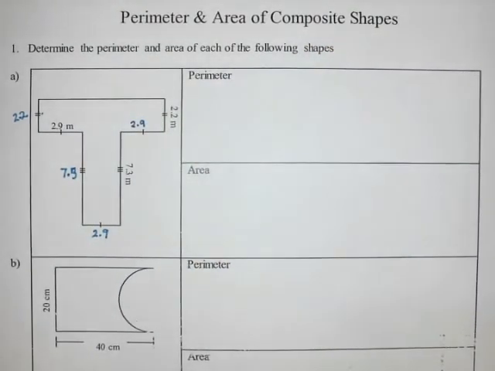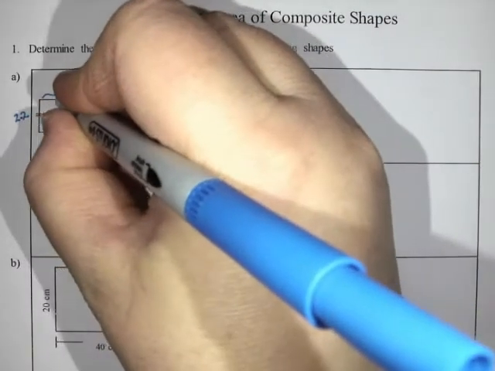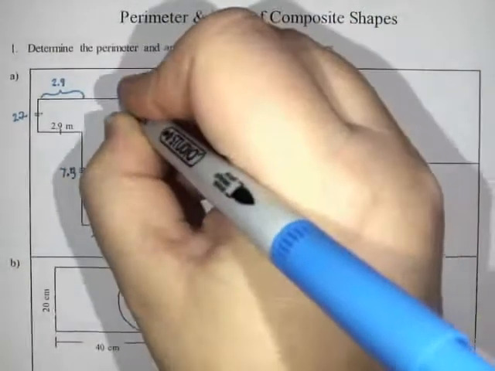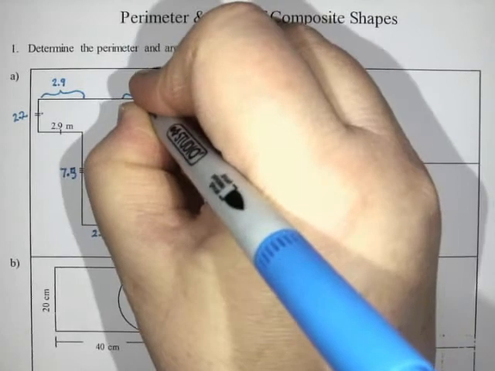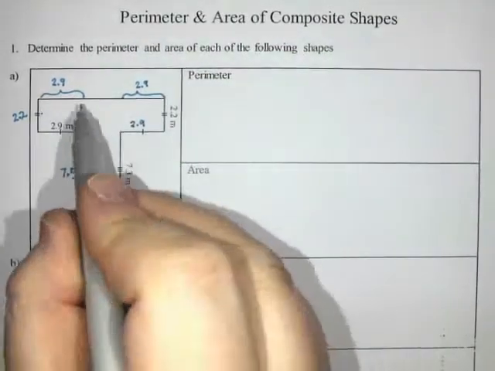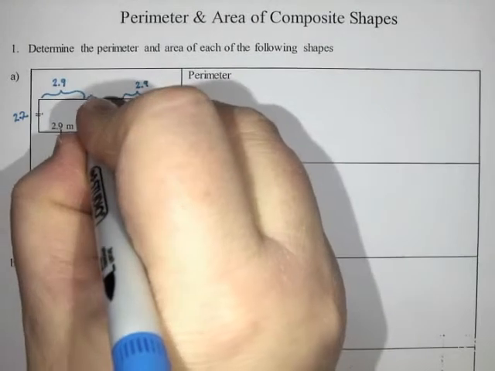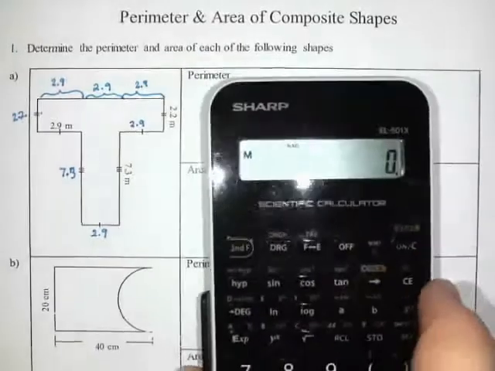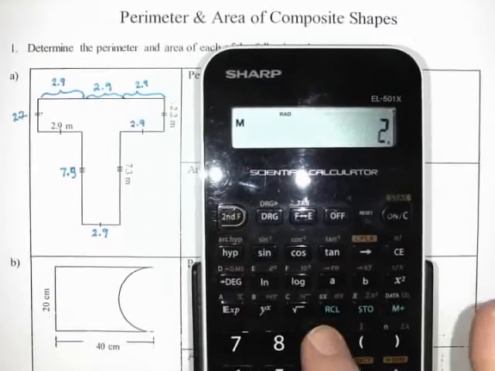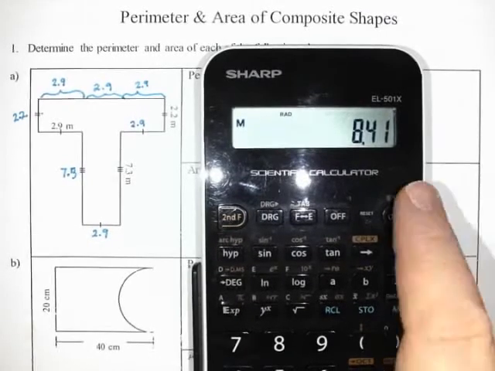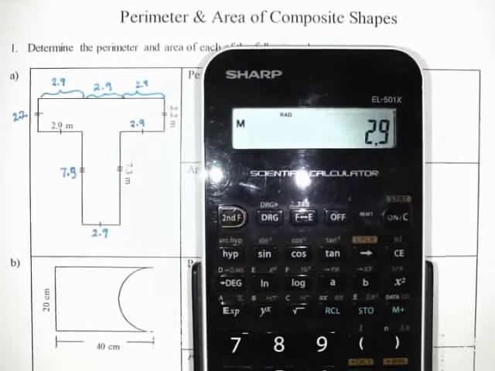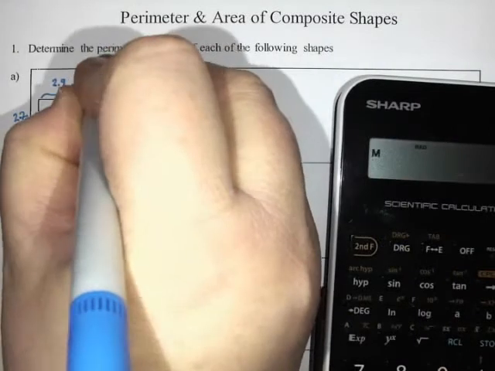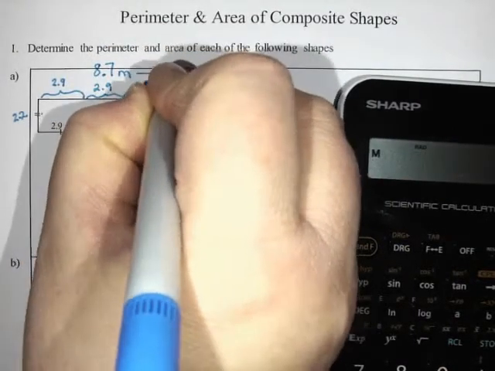The one at the top is made up of lots of little pieces. There's one piece that matches the 2.9, one piece here that matches the 2.9 below it, and the middle piece matches the 2.9 below that. So I'm just going to add 2.9 plus 2.9 plus 2.9, or 2.9 times 3. So this whole side is 8.7 meters.